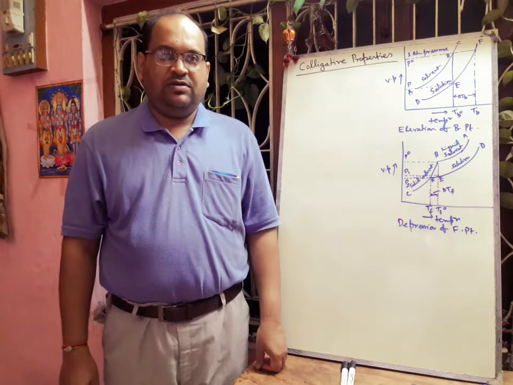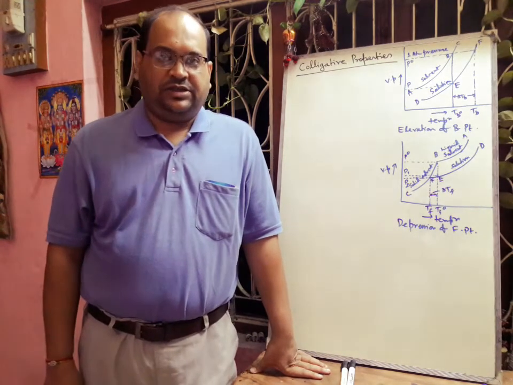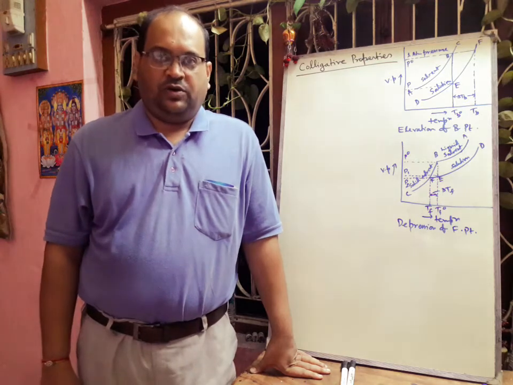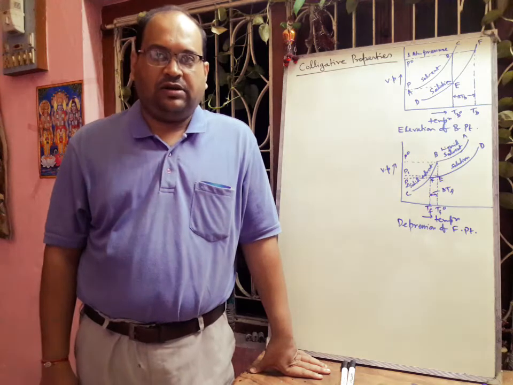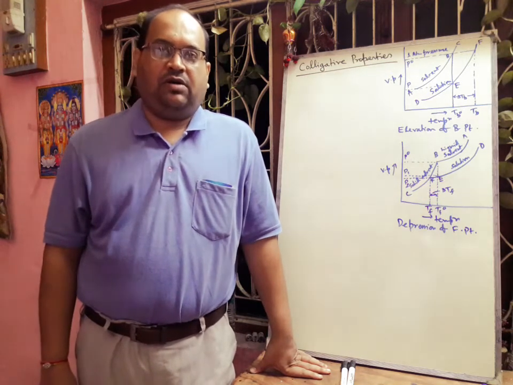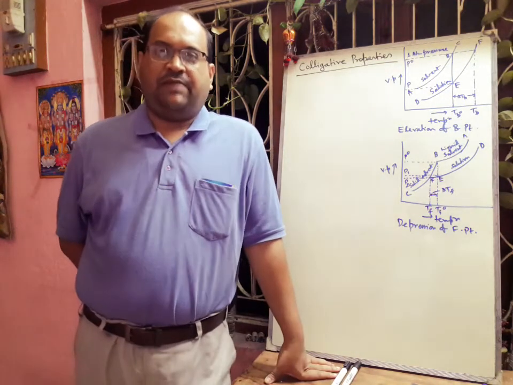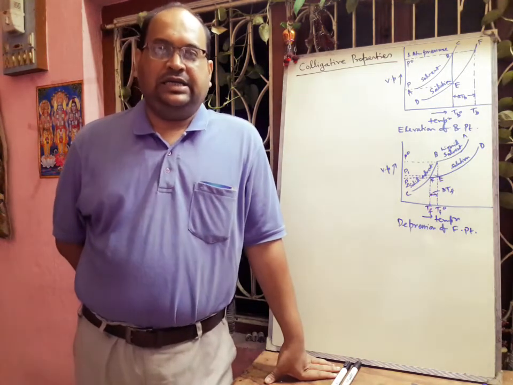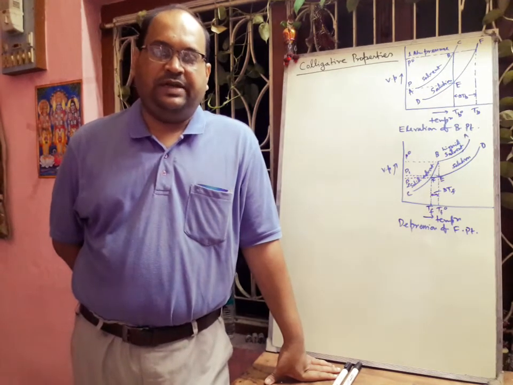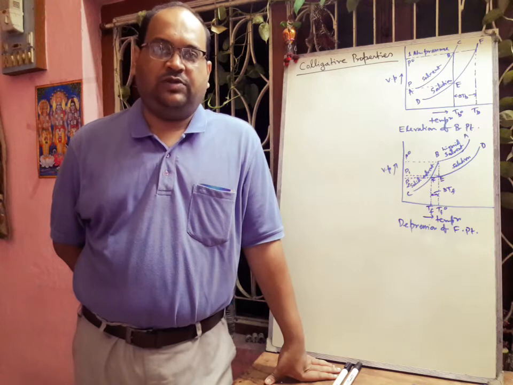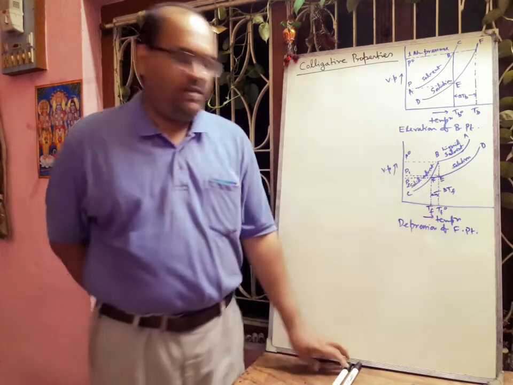All of you know about colligative properties. The properties of a solution or dilute solution which mainly depend upon the number of particles and not on their chemical nature are called colligative properties. Now how many colligative properties are there? Some important colligative properties are relative lowering of vapor pressure, elevation of boiling point, depression of freezing point and osmotic pressure. First we will discuss the relative lowering of vapor pressure.